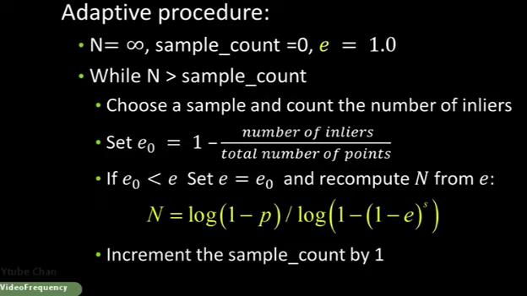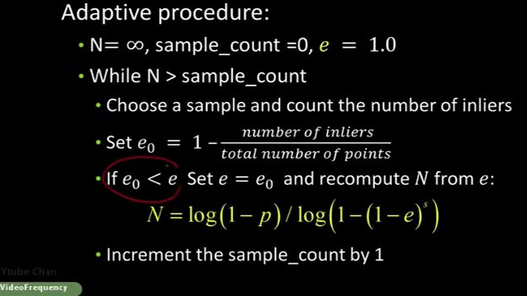I say as long as n is bigger than my current set of samples that I've tried, I'm going to pick a sample, I'm going to count the number of inliers, and I'm going to guess that the percentage of outliers is 1 minus the percentage of the inliers that I've seen so far. After all, this is just my first one, etc. If that value is less than the value that I started with, and since I started off believing that they're all outliers, I'm going to get some value smaller.